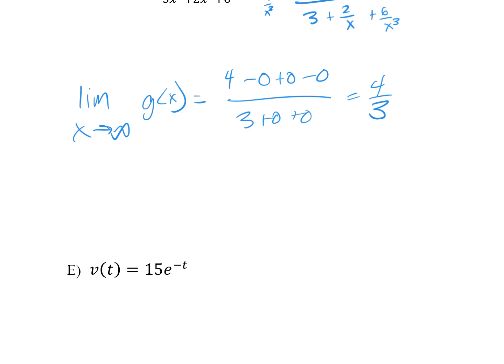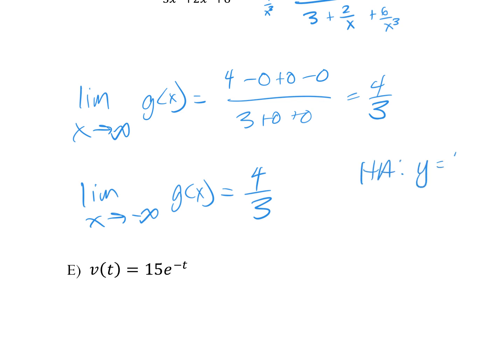Everybody good? And if I ask you what is the limit as x approaches negative infinity of g of x, we would get, for the same reasons, 4/3. So I have a horizontal asymptote at y equals 4/3. Everybody good?